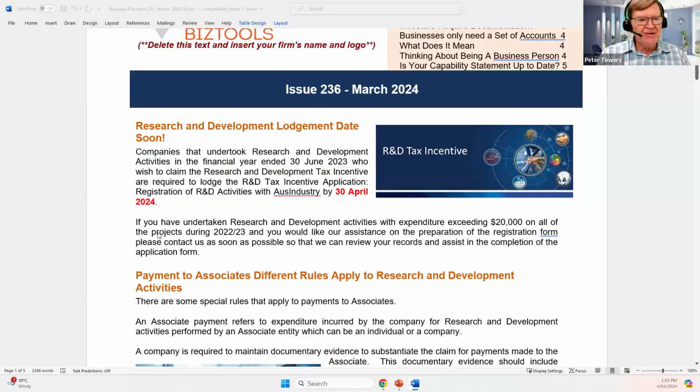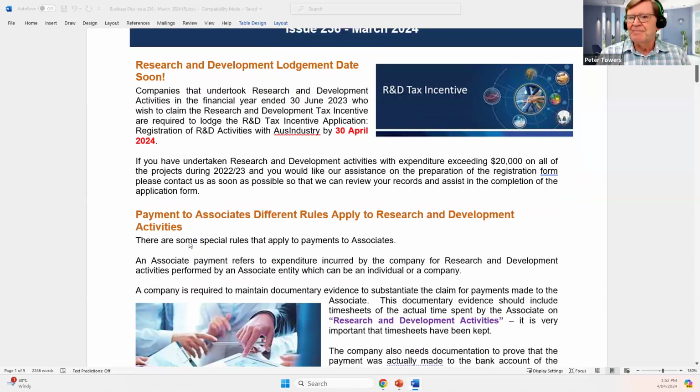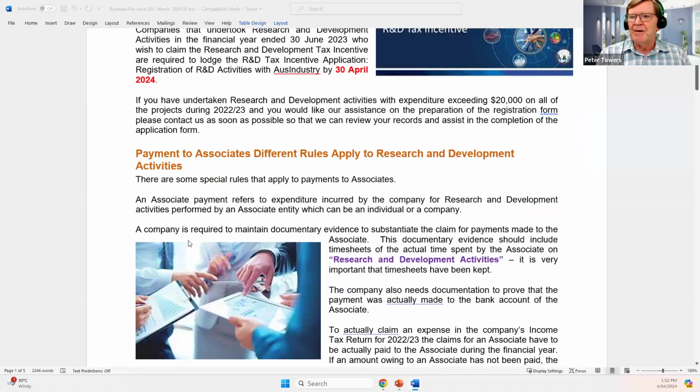That needs to be lodged by the 30th of April. So if you've got a client who you knew undertook research and development in the 22-23 fiscal year, that you know they'll be relying on you to get that form lodged, and you haven't heard from them, I suggest you give them a ring and follow them up.